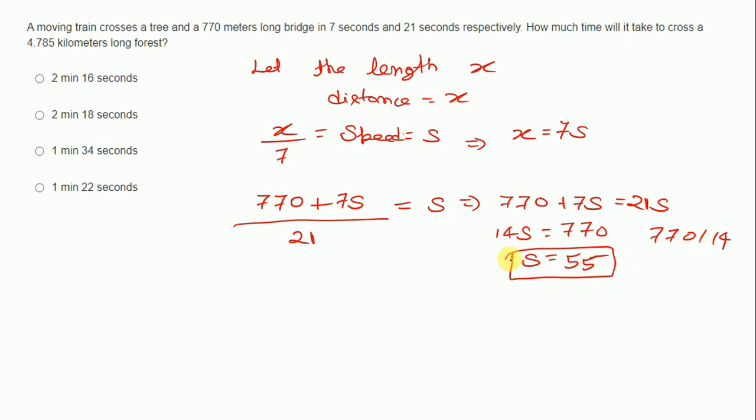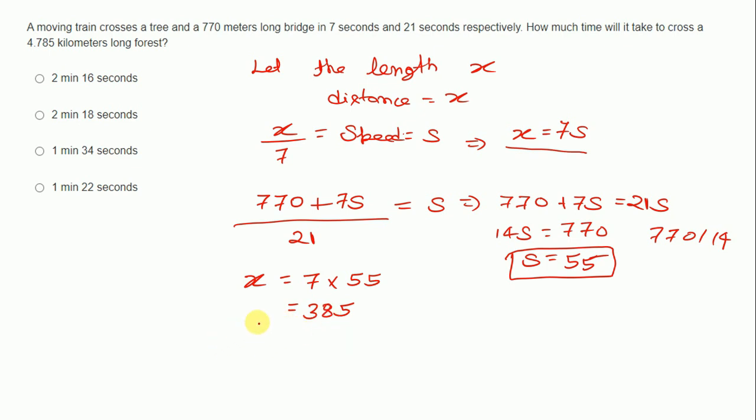Now how much time will it take to cross a 4.785 kilometer long forest? But before all that, we should calculate the length of the train, that is x, which is equal to 7 into s, and s is what? 55. So it will be equal to 7 into 5 is 35, and 7 into 5 is 35, 3 carry, 385. So it will be equal to 385.